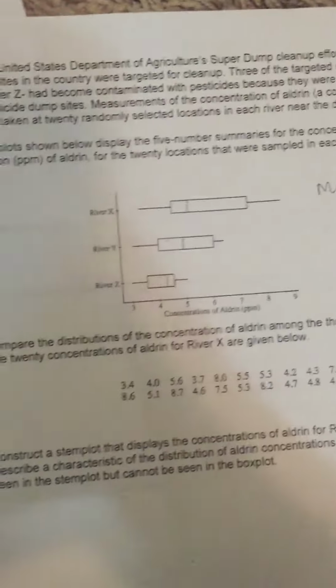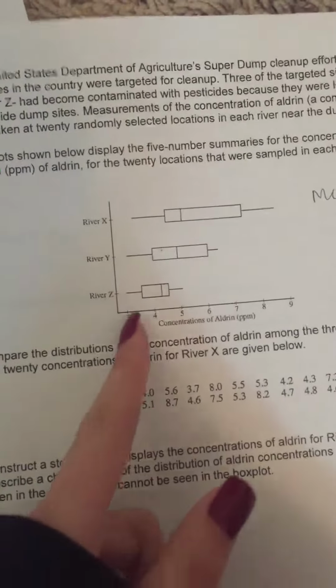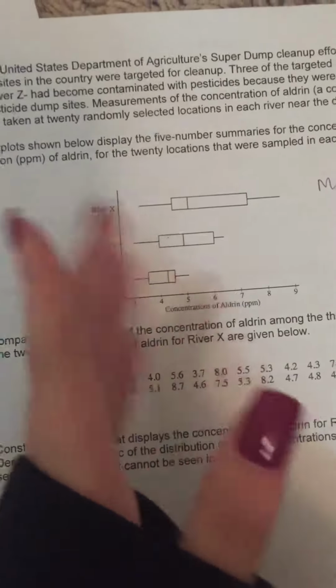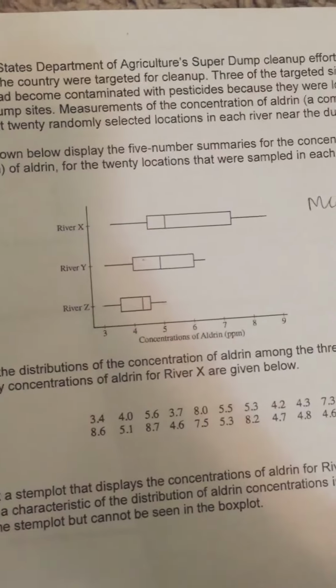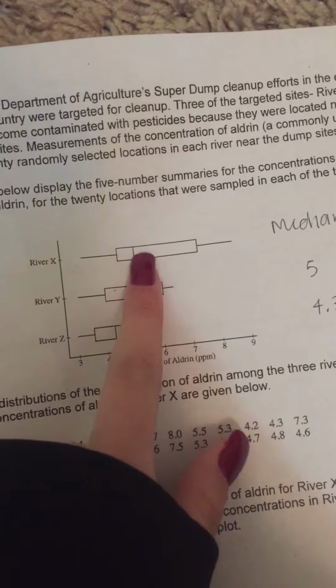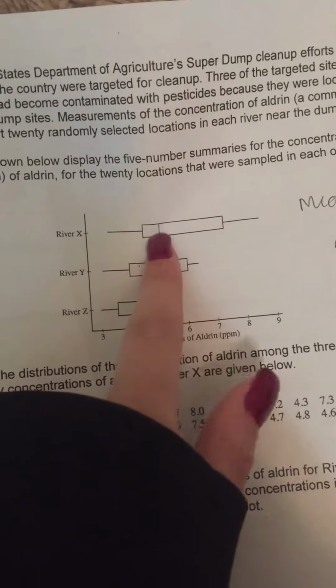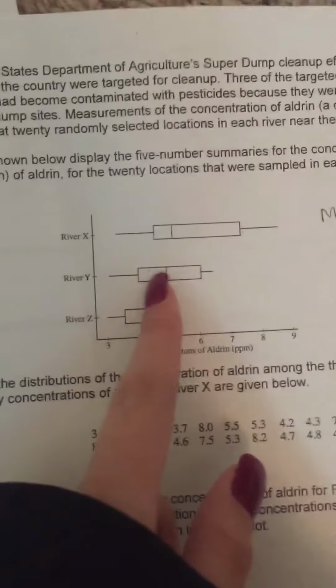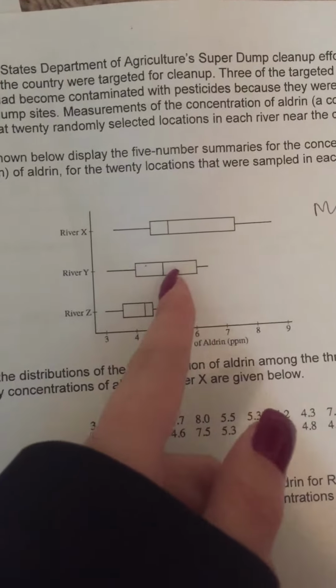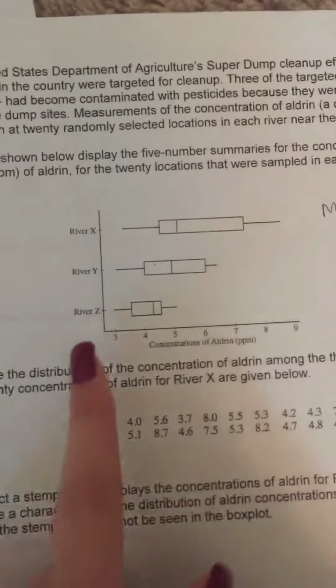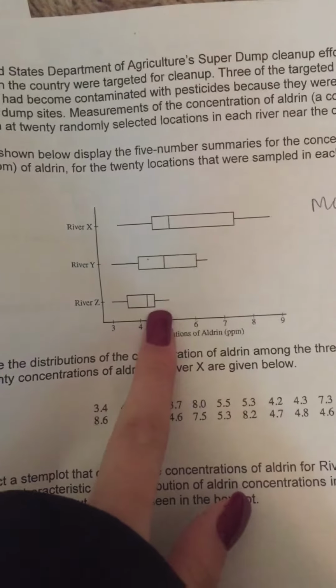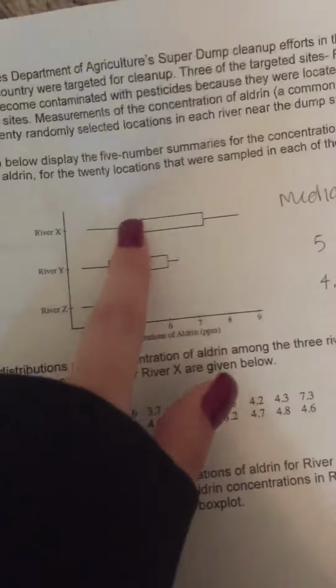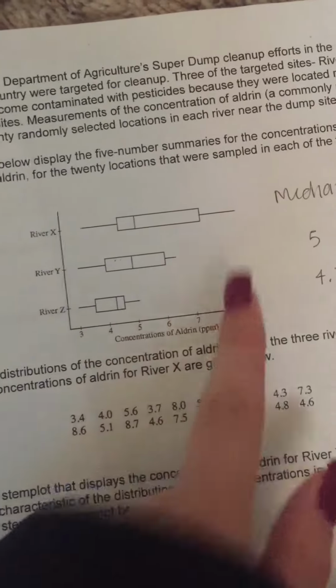So, I compared them, and as seen, all three rivers have about the same minimum, which is around the 3 and 4 range, like before 3.5. They all have different shapes though. River X is skewed right more, which is where the center is more that way. River Y is approximately normal because the median is more in the middle, and River Z is skewed left. Skewed right because it is more that way.